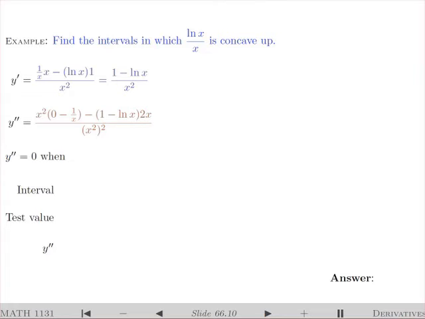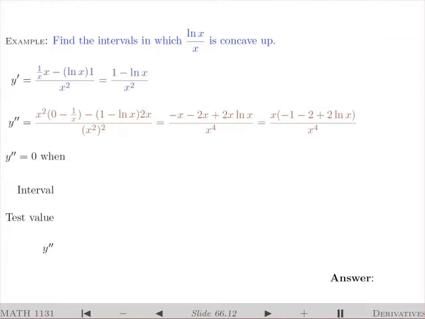The next few steps can be done in different orders. It doesn't really matter in which order you do that. Let's simplify each of the terms. X squared times negative 1 over x is negative x. Then if I distribute the 2x in the second part of the numerator, I get minus 2x plus 2x ln x. Now I'm going to factor out an x to simplify the fraction and then also combine the like terms.